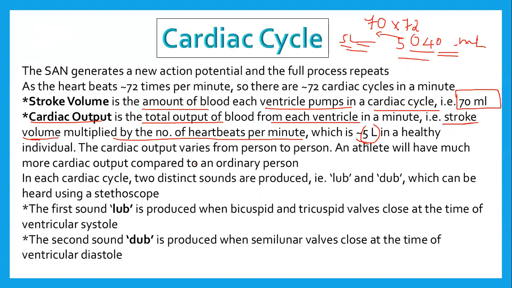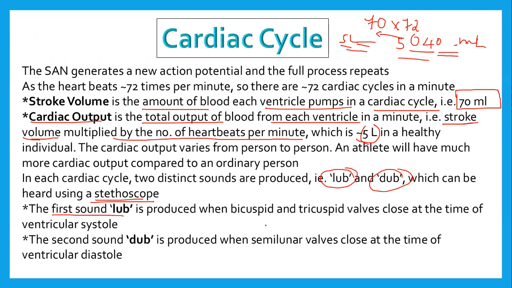An athlete will have more cardiac output compared to an ordinary person. So in each cardiac cycle, two different sounds are produced. That is a lub sound and a dub sound. We already learned, and this is what the doctor measures or hears using a stethoscope.